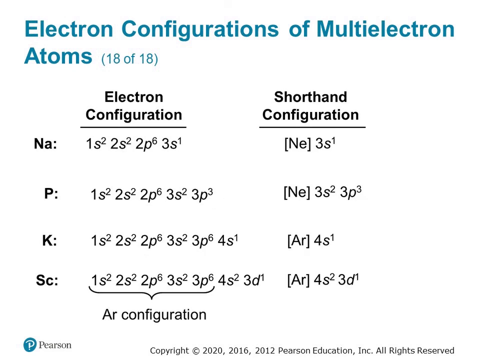A few places to the right of potassium, we have scandium at atomic number 21. Again, argon can take the place of the first 18 electrons, and following our diagram, we can see that the remaining 3 electrons should go in the 4s orbital, followed by the 3d orbital. We stop at 3d1 because this gives us the correct total number of electrons, which is 21.